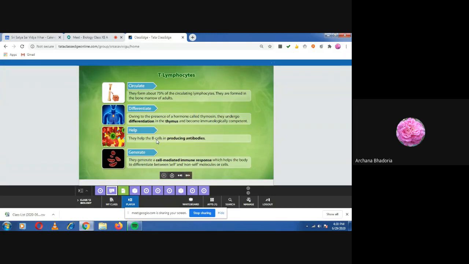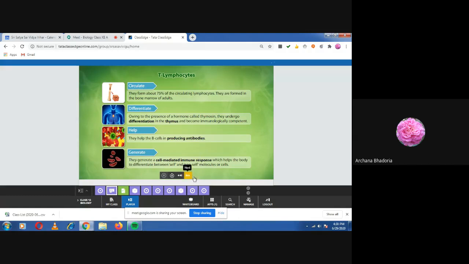क्या होता है उनका डिफरेंशिएशन और मैच्योरेशन? Thymus. थाइमस में. मतलब उसके लिए उनको वहां जाना पड़ता है. तो मीन्स थाइमोसिन के प्रेजेंस में इनका डिफरेंशिएशन होता है. So that's why, because thymus is playing an important role in the differentiation, you are calling them T lymphocytes. Okay, and they help the B cells in producing antibodies.